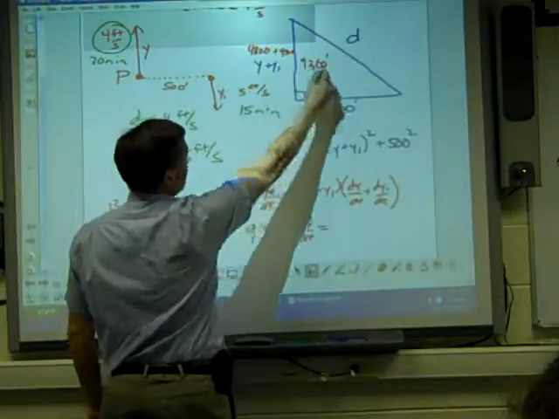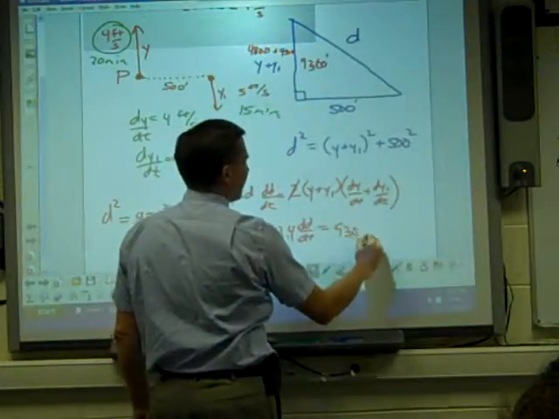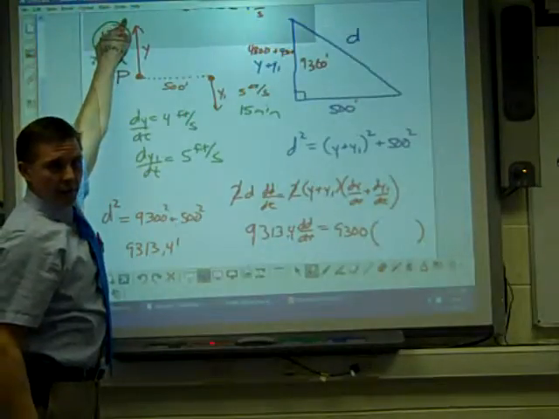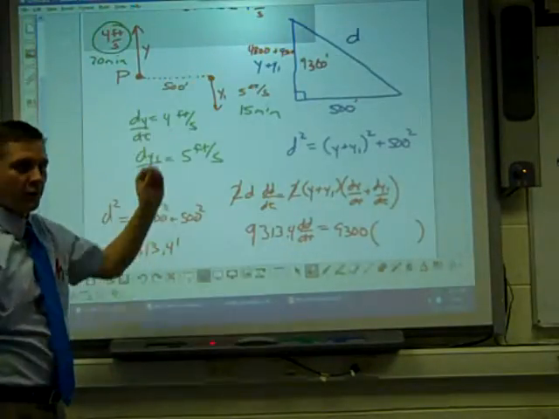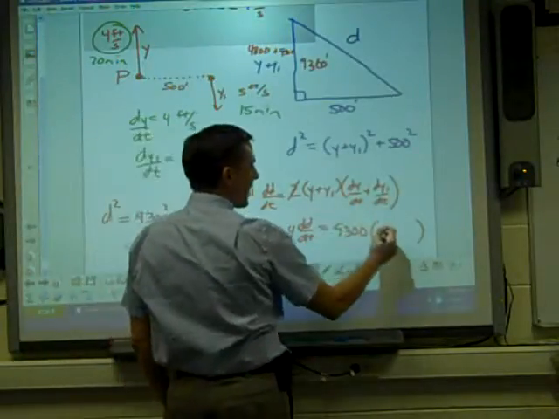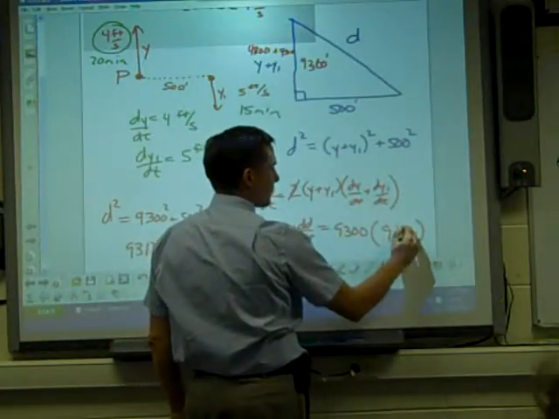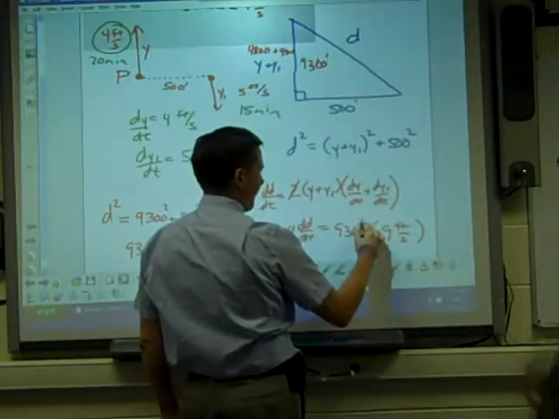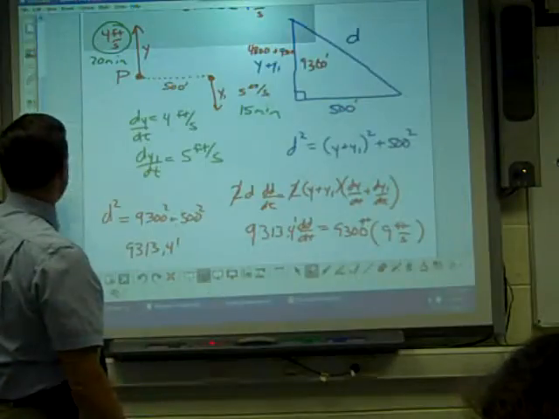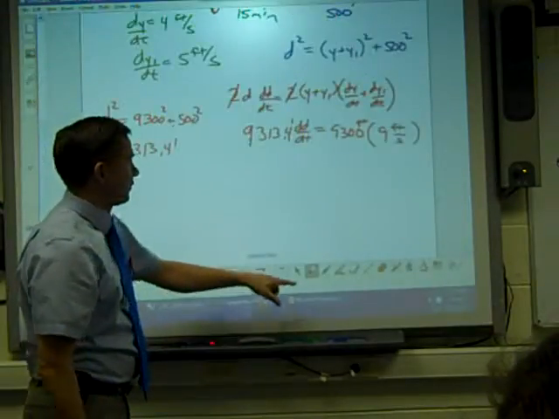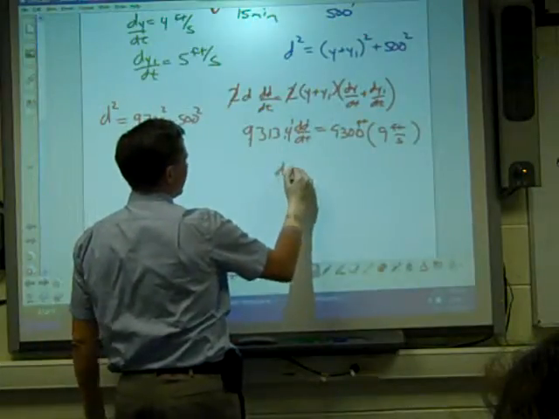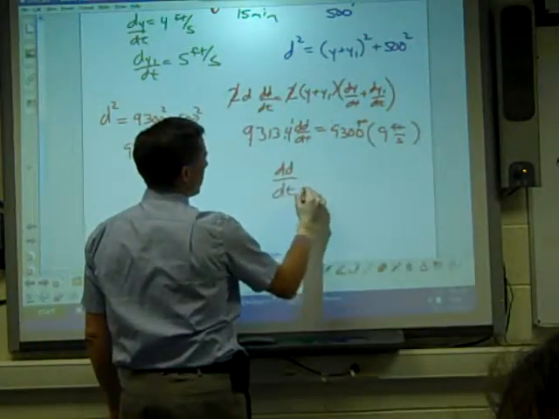equals y plus y1, which we know is 9,300, times the rates. Guys, if it's going 4 feet up and 5 feet down, their separation is 9 feet per second. They are both positive, even though they're in opposite directions of each other. The feet are going to cancel, and you're going to be left with feet per second. So you take 9,300 times 9 divided by 9,313, and you get a related rate of what?